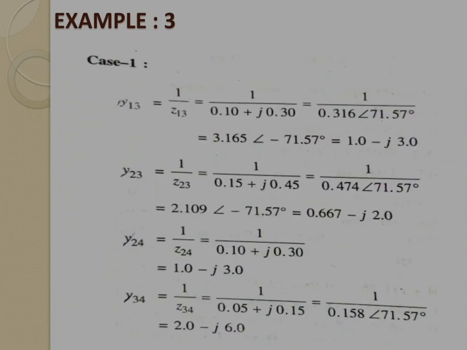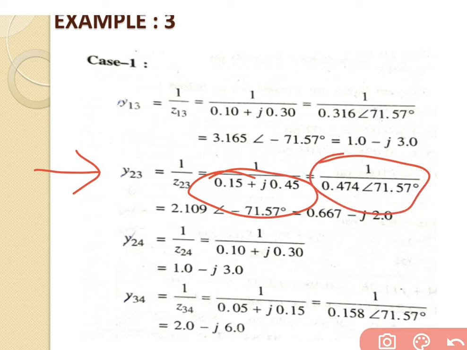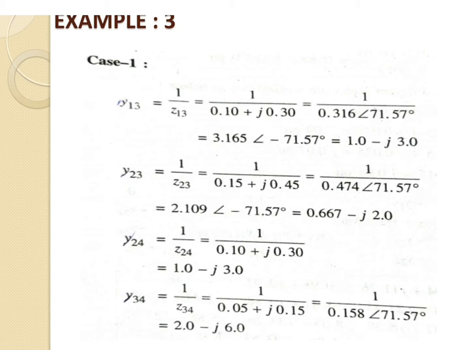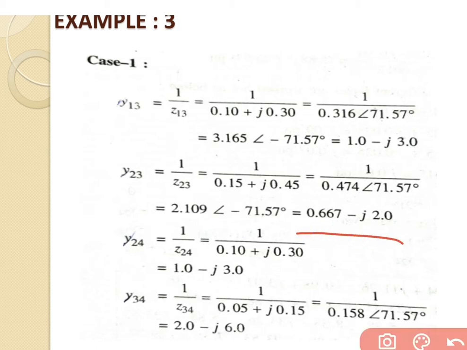Now go for the second term, that is y23. So y23 is equal to 1 upon z23. Just put the value of z23 over here, 0.15 plus j 0.45. Try to solve the equation in polar form. We will get 2.109 with an angle of minus 71.57 degrees. And if we convert to rectangular form, we will get 0.667 minus j 2.0.